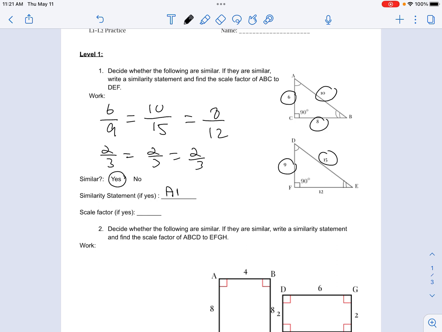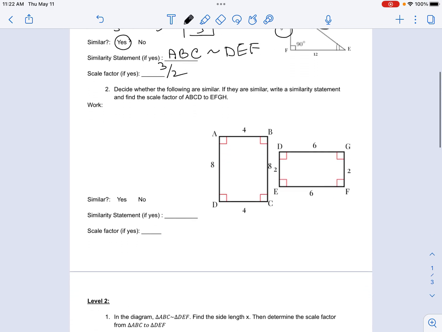And then your similarity statement is ABC, this is your similar symbol, and you want to make sure you write the order of the letters correctly, is similar to DEF. Now remember, for your scale factor, this is your number, but we need to flip it, so your scale factor is 3/2. Okay, same question, next problem.